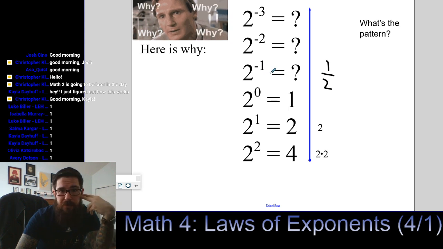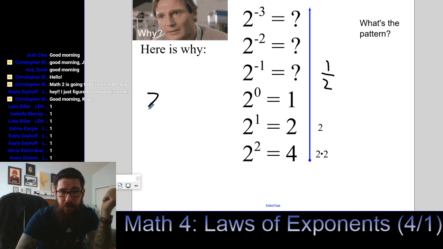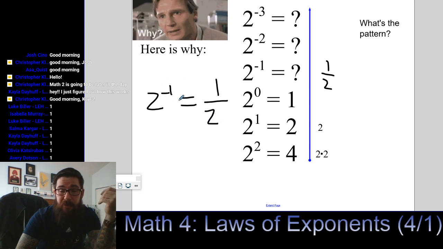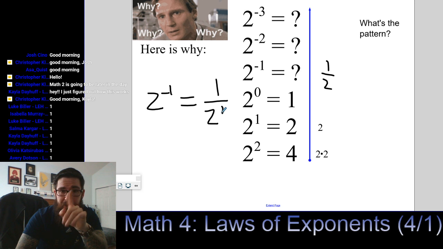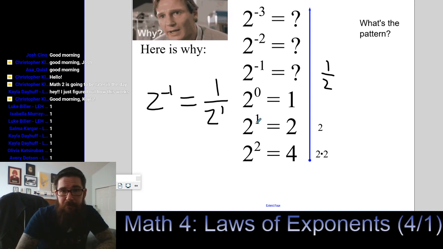2 to the negative first is 1/2, which is the same as if we use that law property that we had. I'm going to write 1 over. I'm going to copy the base. The exponent is a -1. I'm now just going to make it positive. What's 2 to the first simplify to? 2. That's where your half comes from.